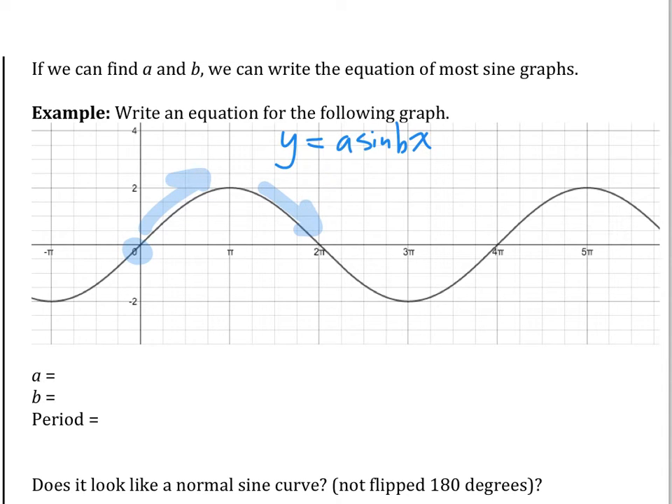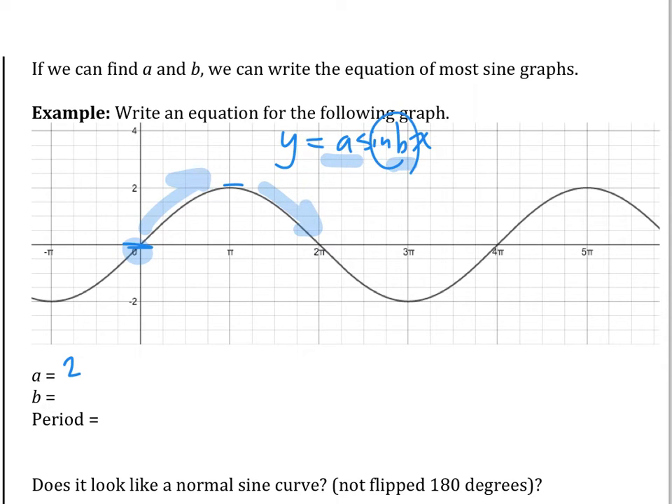What we want to do is be able to write an equation. To write an equation, we need A and B. All right, A has to do with the amplitude, meaning from the center, how high or how low does it go. You can see that this one is going to go to 2, so A is 2, because the center is 0. Okay, if the center is not 0, then it's something else.